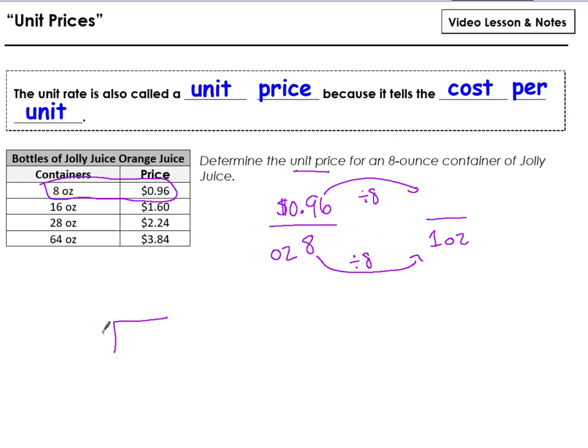So I'm going to come to the side. 96 divided by 8. It's 96 cents, so I must not forget to add the decimal there. Now 8 goes into 9 one time. 1 times 8 is 8. 9 minus 8 is 1. Bring down the 6. 8 goes into 16 2 times. 2 times 8 is 16, 0. So the cost per ounce would be 12 cents.